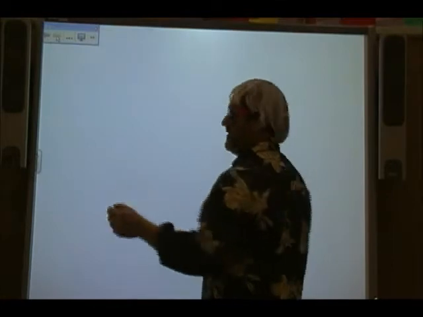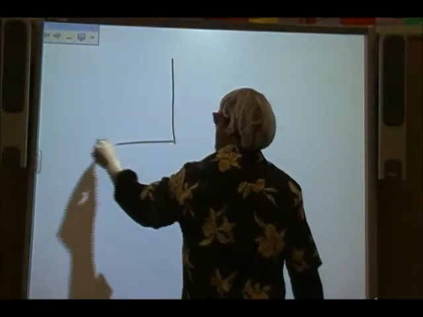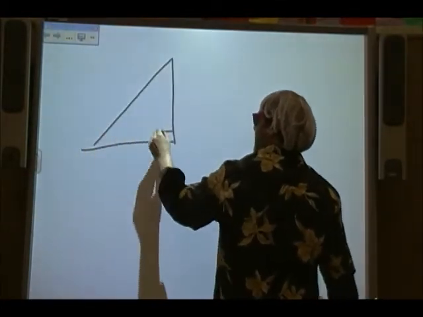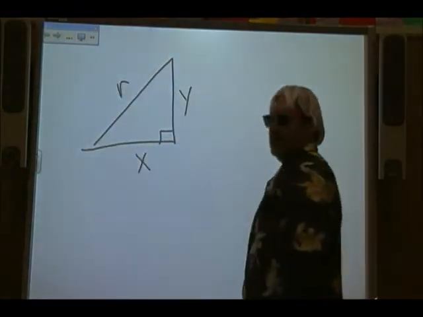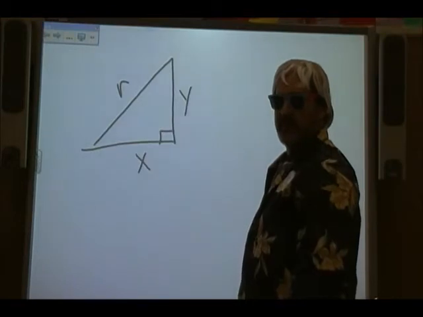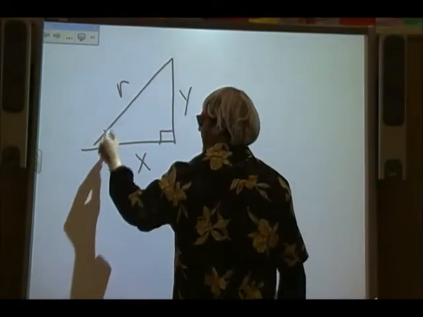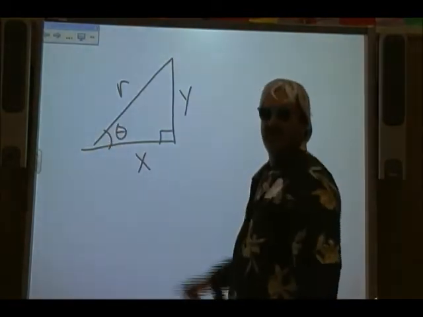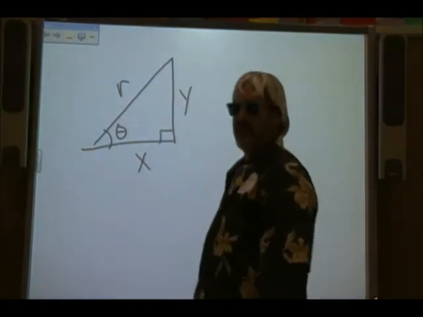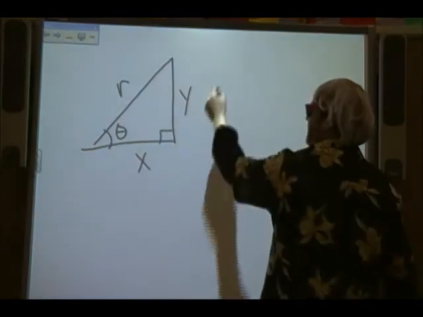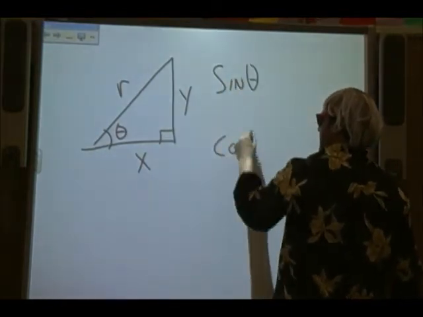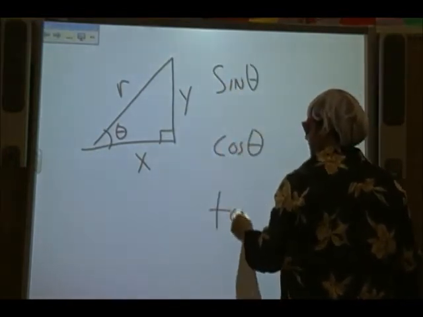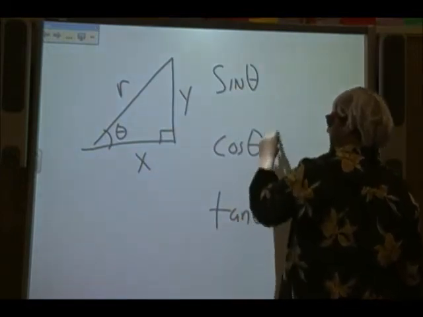So, to start, you have to know the basics right here. Y, X, and R. I'll make these the sides of the triangle, and this is theta, the Greek letter theta. I want you to tell me what is sine theta, cosine theta, and tangent theta.